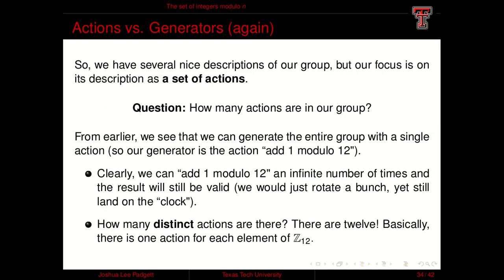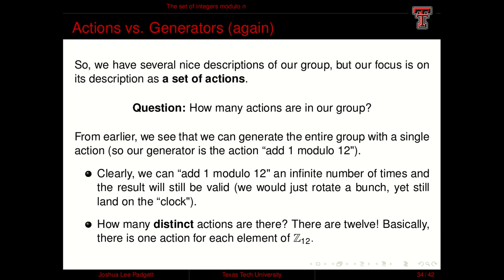So we have that it's a group, and then the next question is, of course, how many actions are in our group? And the idea is, all of my different actions, since they don't care about the base point, are all the different numbers I can add. And clearly I can add 0, 1, 2, up to 11. So there are 12 possible things that I can add.